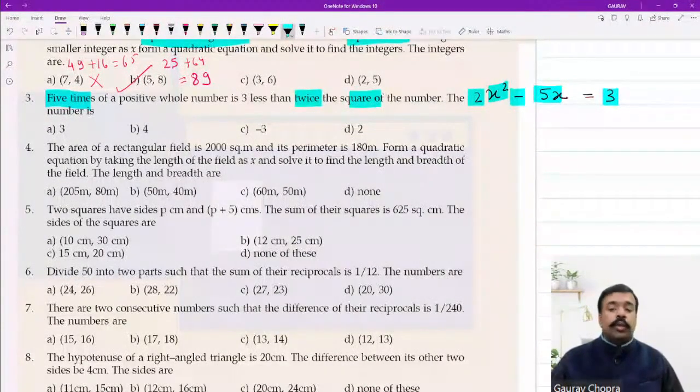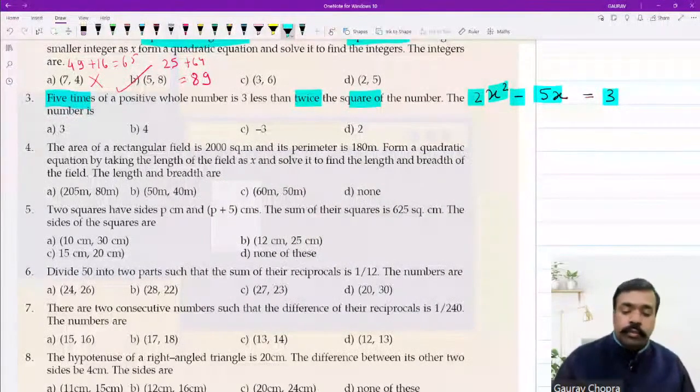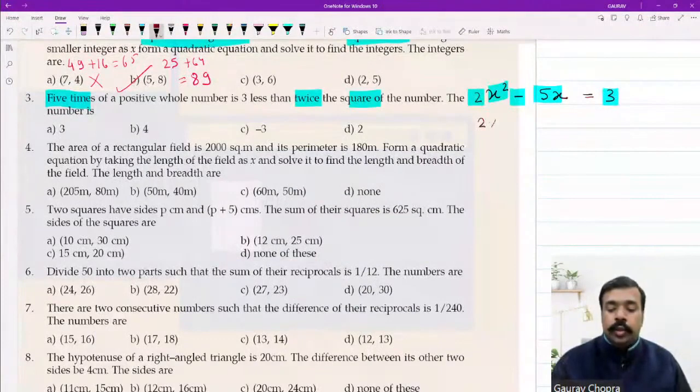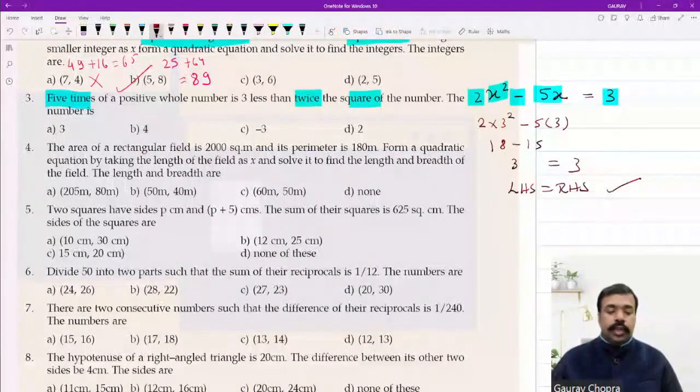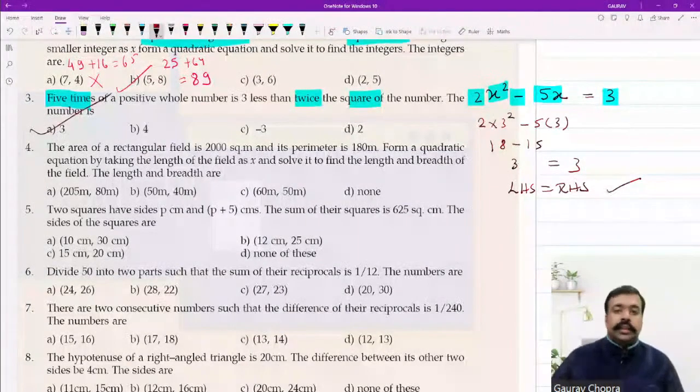Now just put in the options. Let's try the first option, which is 3. So 2 into 3 square minus 5 into 3. So 18 minus 15, we are getting 3. So LHS is equal to RHS. Both are equal. Hence, option number A is correct.